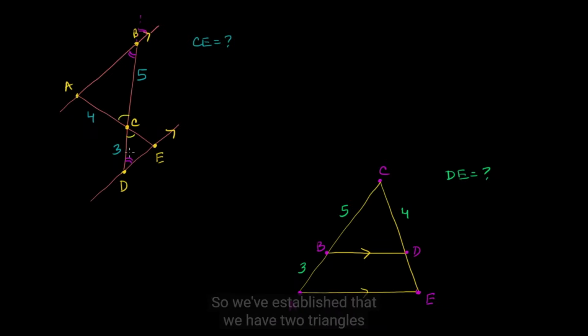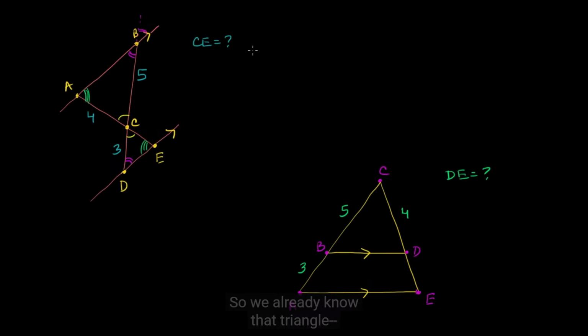So we've established that we have two triangles, and two of the corresponding angles are the same, and that by itself is enough to establish similarity. We actually could show that this angle and this angle are also congruent by alternate interior angles, but we don't have to. So we already know that they are similar. We already know enough to say that they are similar even before doing that.